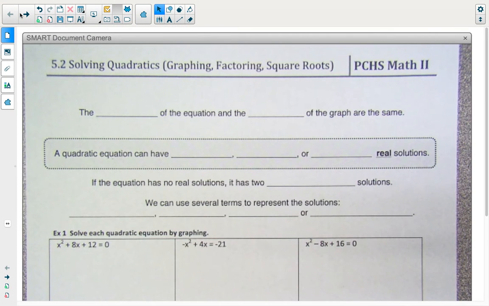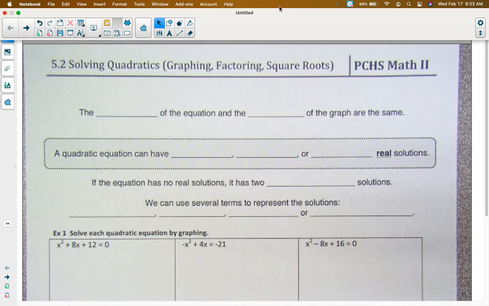Good afternoon. Today we're going to solve quadratic equations by graphing. Tomorrow we'll solve them by factoring, and then the day after that we'll solve them by taking the square root. So there are lots of different methods to solve a quadratic equation. There are actually 5 different ones, so we'll be taking a look at each one over the course of the next several days.